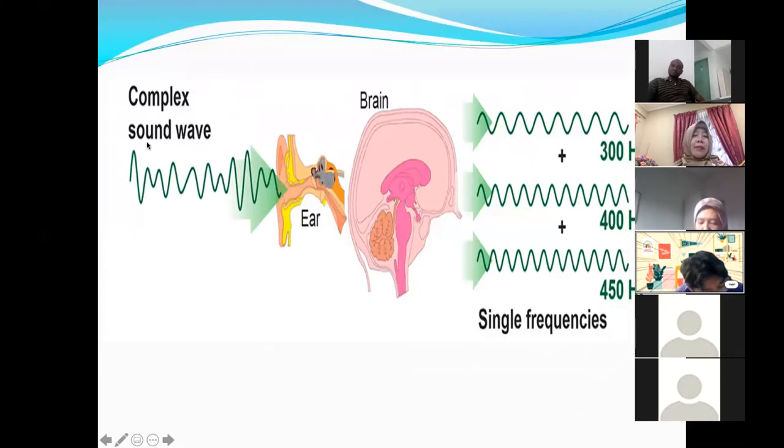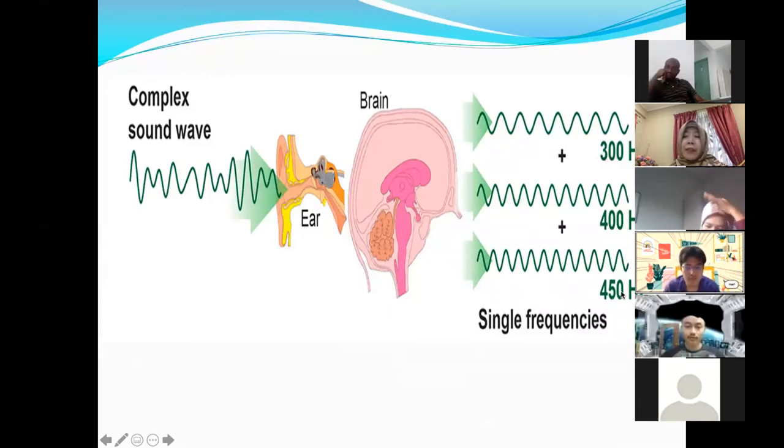What we hear, the noise and sound, is actually a complex sound wave. Complex sound wave means it contains different frequencies, from low frequencies to high frequencies. So it is composed of, for example, 300 hertz, 400, 450, 660 and so on, but what we hear is a complex sound. Our ears receive this sound through the cochlea and send it to our brain, which decides whether it is loud or soft, something like that. We cannot differentiate the frequencies.